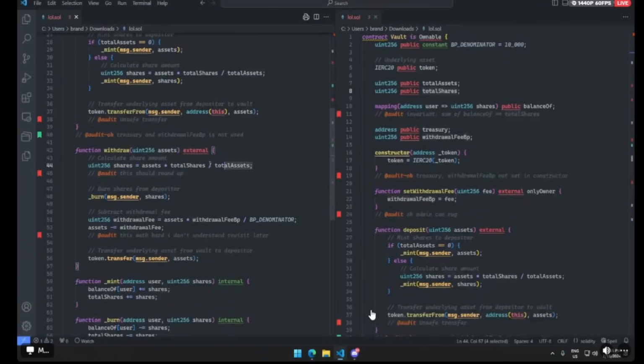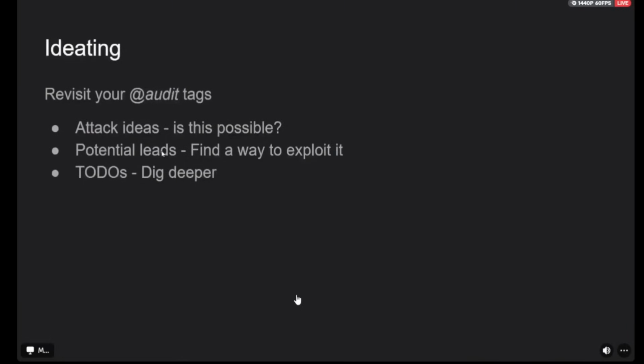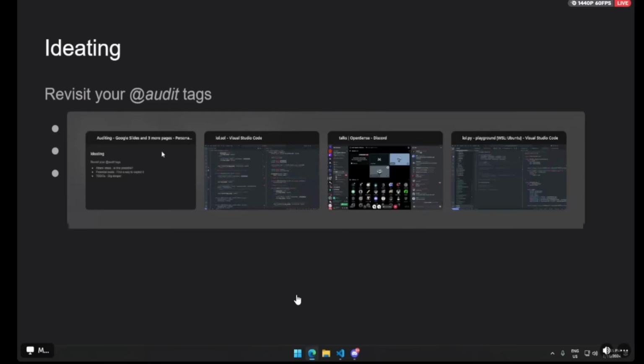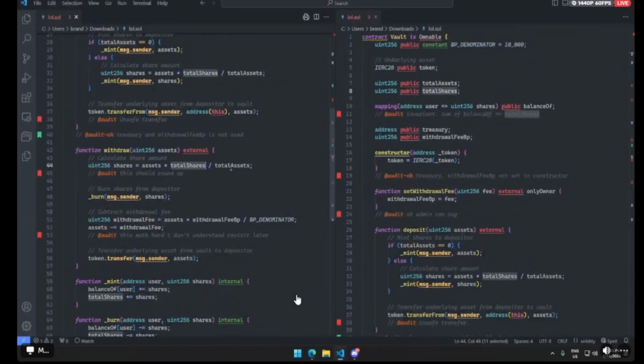You know that the code is wrong, but you don't know whether you can exploit it. So you'll ask yourself, can I get to a state in the contract where total assets is very big and total shares is very small, such that this becomes exploitable? So this is an example of a potential lead. You know something is wrong, but you don't know whether you can exploit it. And now during your ideating phase, you try to find a way to exploit it by moving the state.